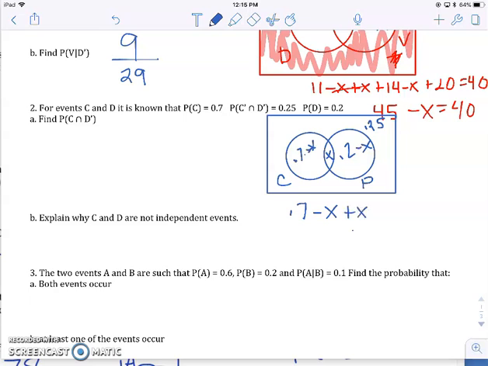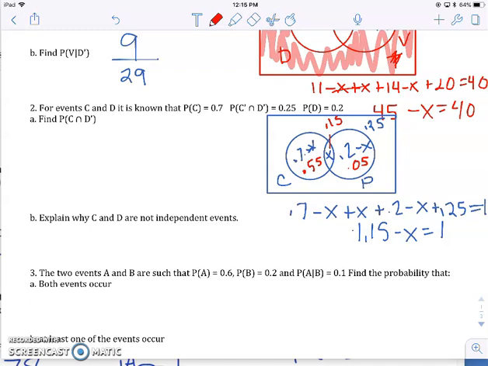The stylus is not working the greatest. Plus 0.25 equals 1. So 0.7, 0.8, 0.9. So 1.15 minus X equals 1. So that means in the middle here, 0.15. So over here would be 0.55, 0.05.